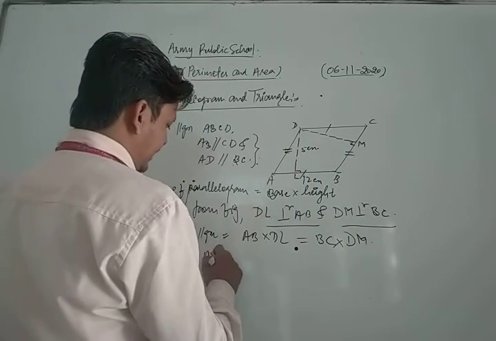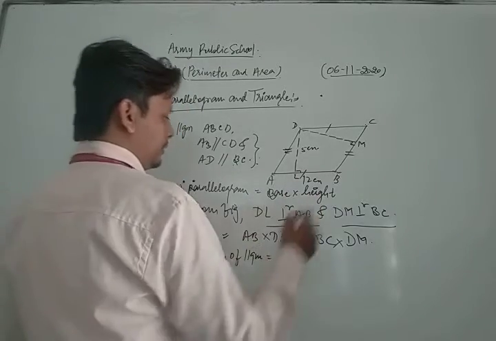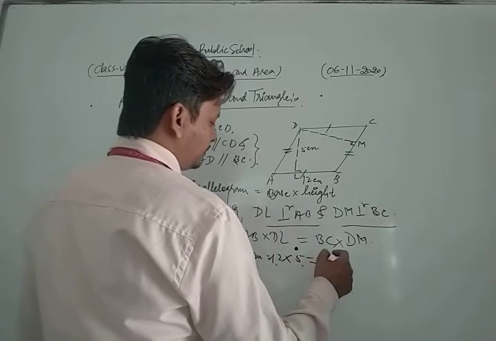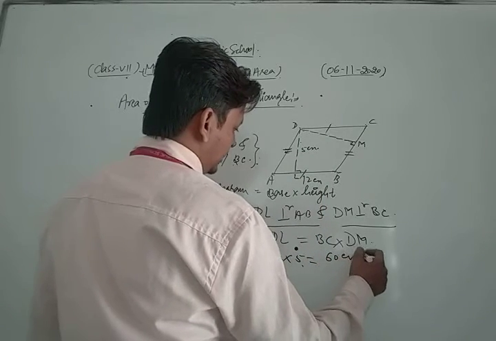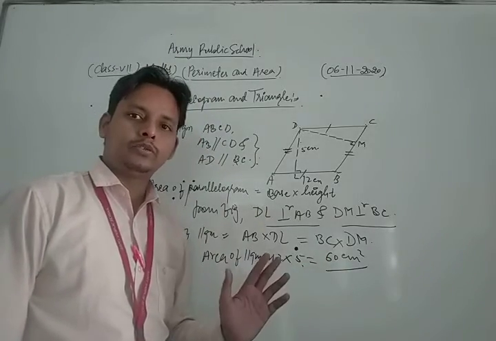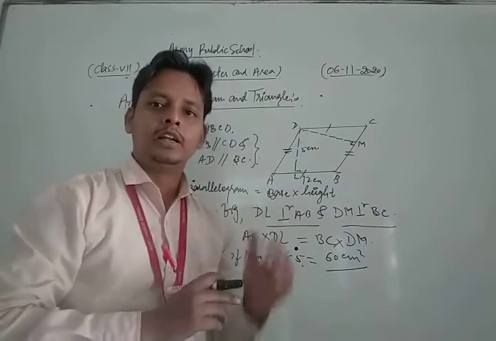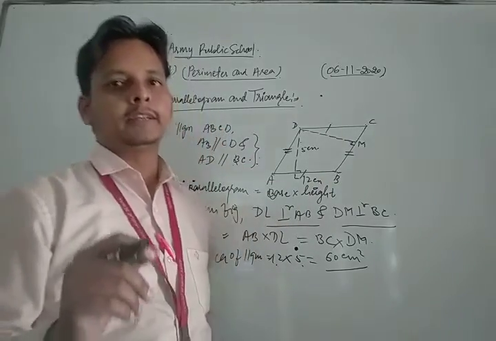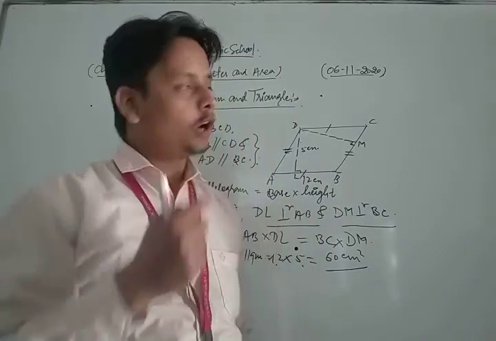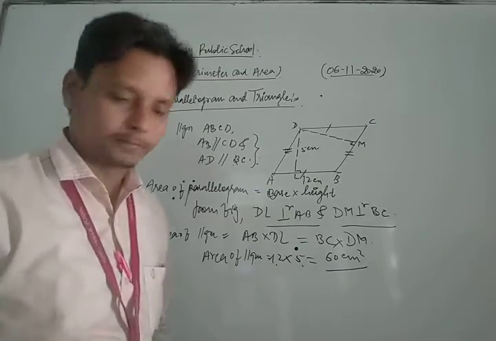Then what is the area of the parallelogram? The base AB is 12 and the height is 5. So we get 12 times 5 is 60 cm square, because you know that area is always written in square units. So the required area is 60 centimeter square. In this way, dear students, you can solve each and every question of your NCERT exercise based on parallelograms. Now we take and discuss the formula for the area of a triangle. Let's see.